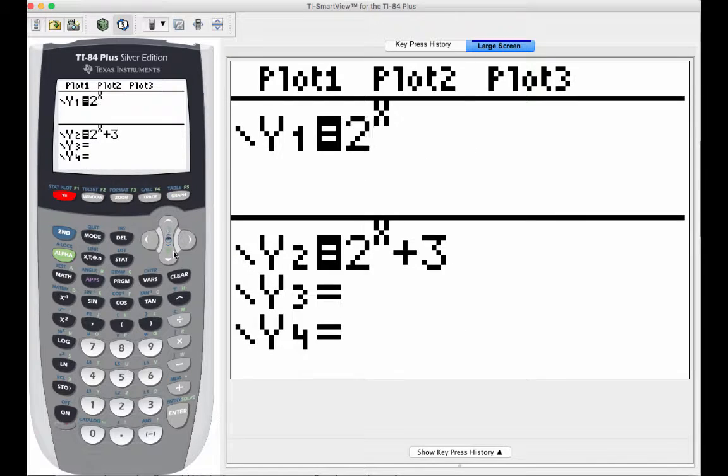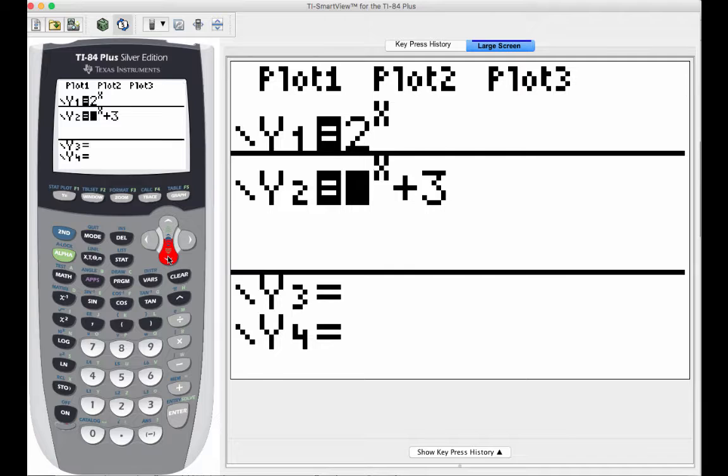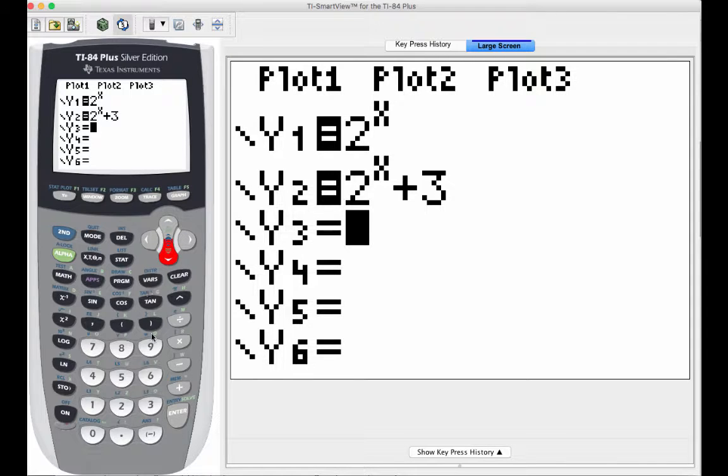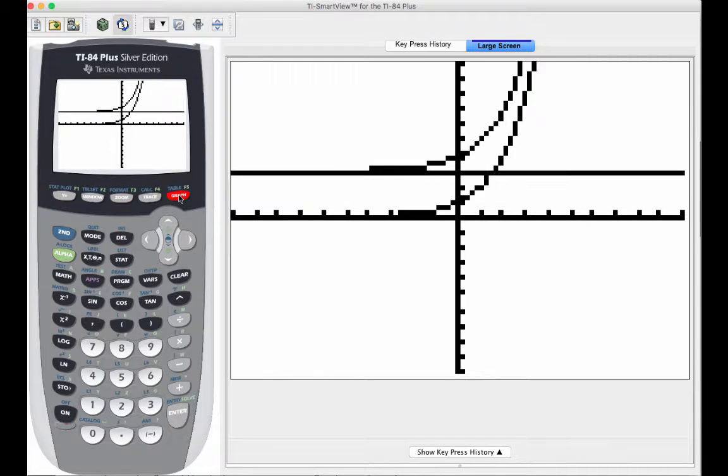We can actually come in here and put into y3 the equation of the horizontal asymptote, which would be y equals 3. And I'm going to go ahead and change the plot type here to a dotted line. It'll take a few times to get through. If you just go off to the left there and keep hitting enter, it'll change the plot type for you. And press graph, and it didn't make too much of a dotted line, but you see that that's where the horizontal asymptote would be.